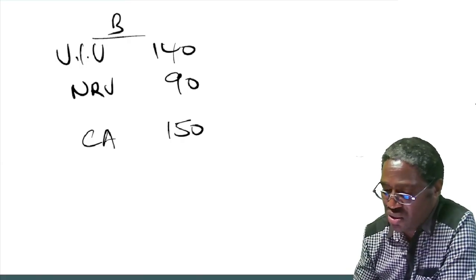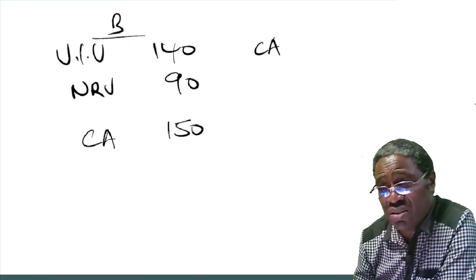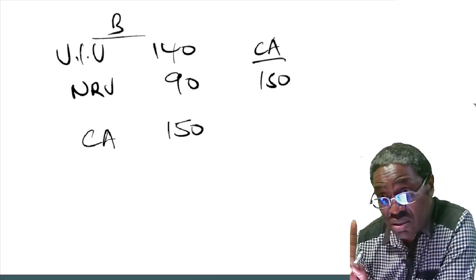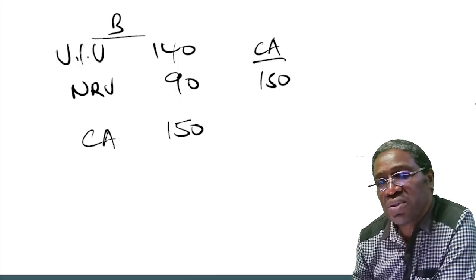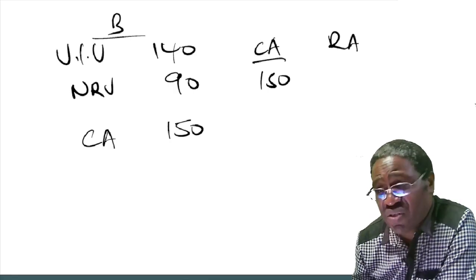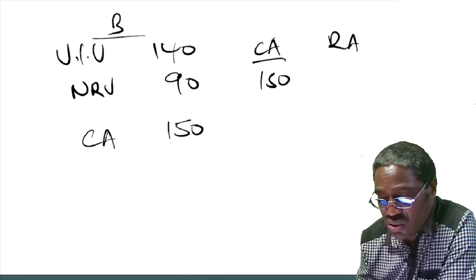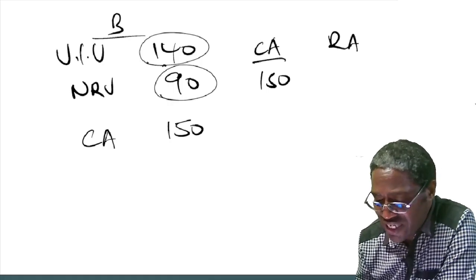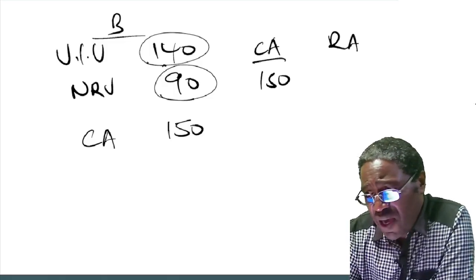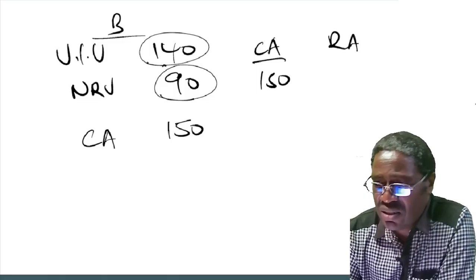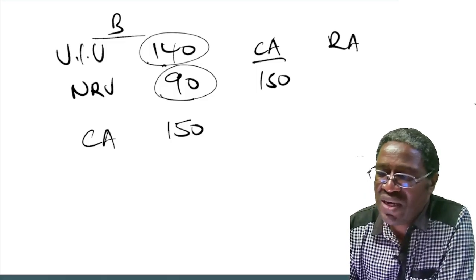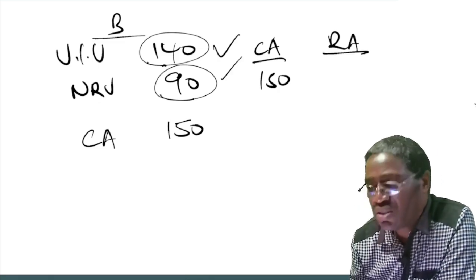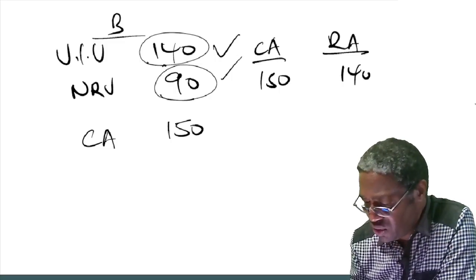Let's see by how much. We have already said the carrying amount is what? 150. To get the recoverable amount, I've said you compare two values. One, the value in use, and the net realizable value. I've said whichever of the two is higher, that becomes the recoverable amount. In this case, the higher of those two is 140.